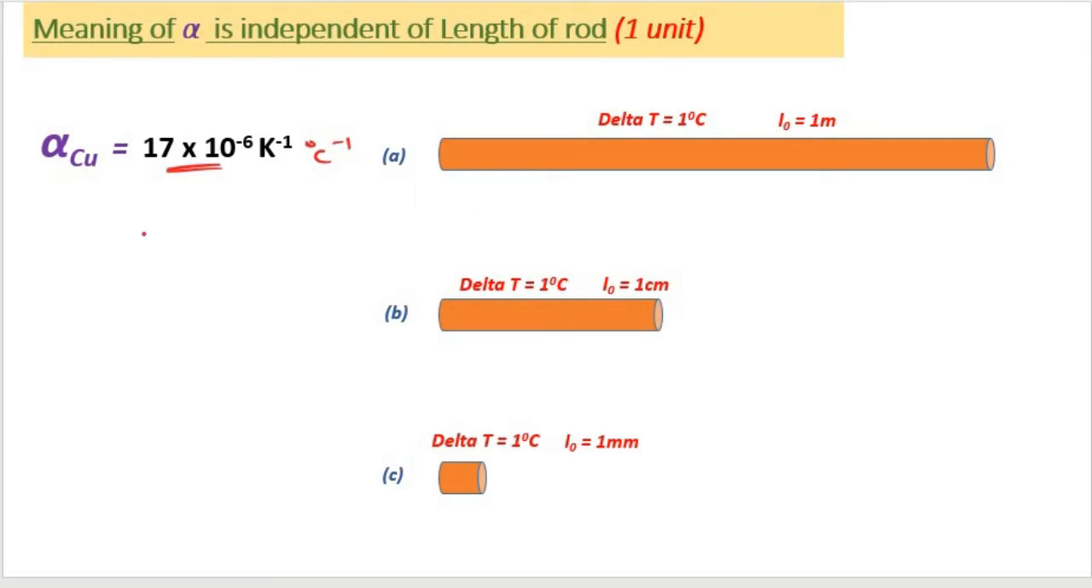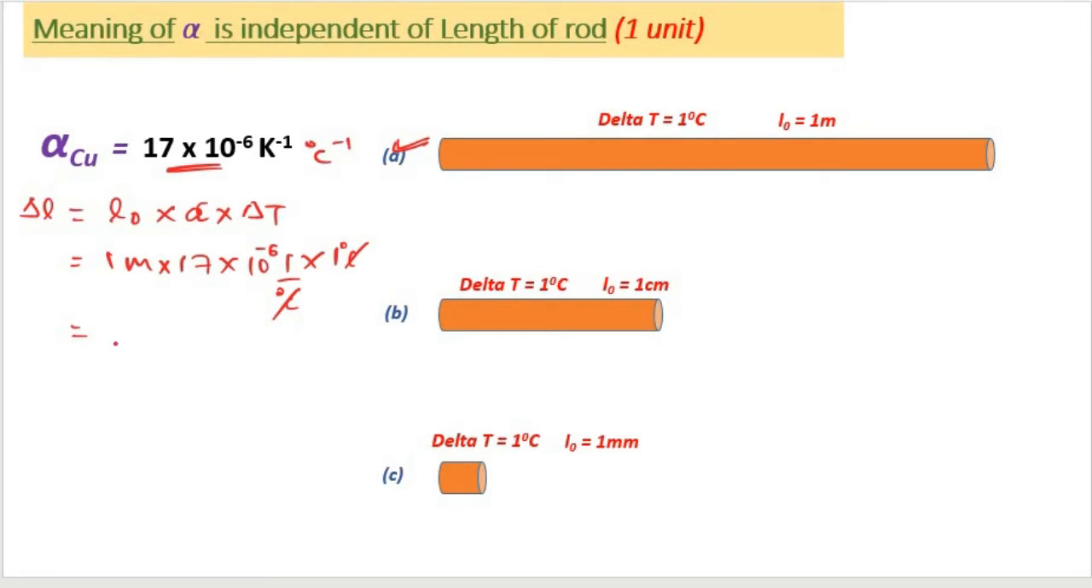So now if I want to calculate delta L is equal to L0 into alpha into delta T, for first rod A, I am going to apply this equation. So L0 is 1 meter, alpha is 17 into 10 raised to minus 6. I can also write in degree Celsius raised to minus 1. So 1 upon degree Celsius into rise in temperature is 1 degree Celsius. Degree Celsius getting cancelled. So my answer delta L is 17 into 10 raised to minus 6 meter.